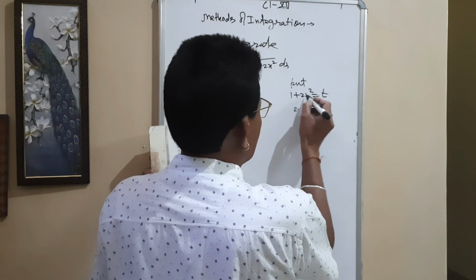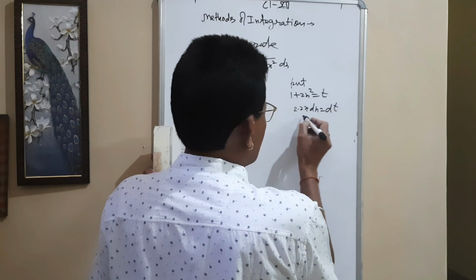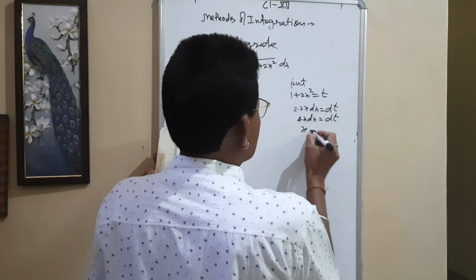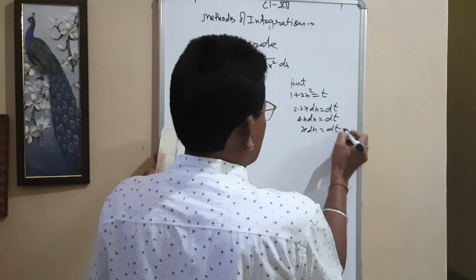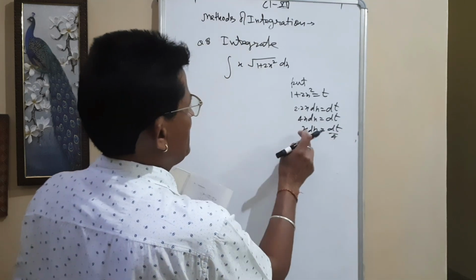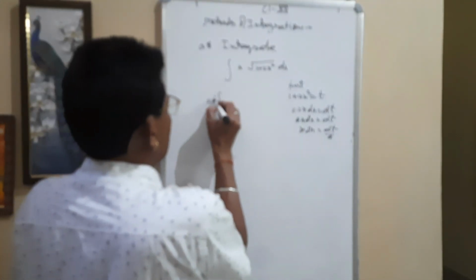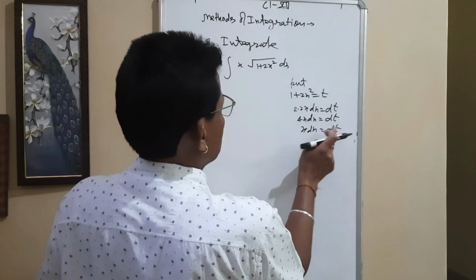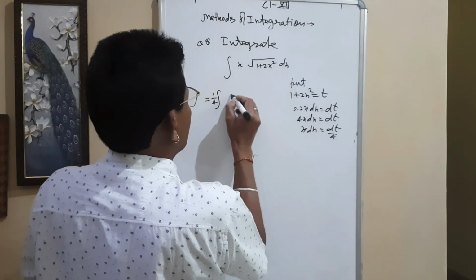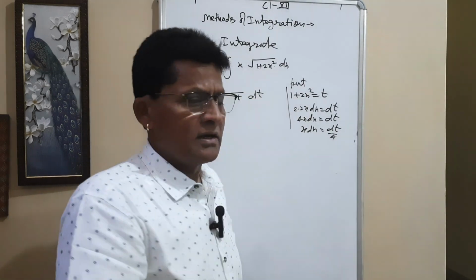2 into differentiate of it 2x dx, it will be equal to dt. Then what does it mean? 4x dx, it will be equal to dt. मुझे कितना चाहिए? Only dt by 4. Only I require the value of x dx. x dx is here, you see. Okay, then 1 by 4 I will take it out. In place of x dx you will write dt by 4, and in place of this one you will write t only, dt. See, very simple.